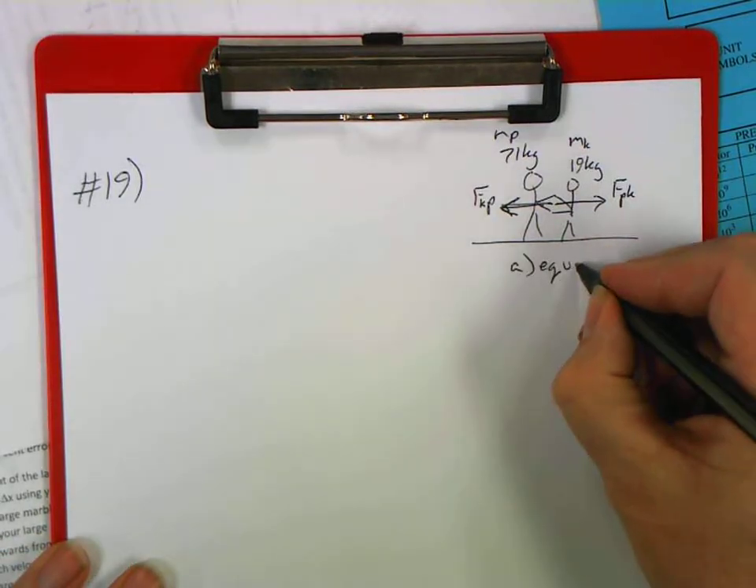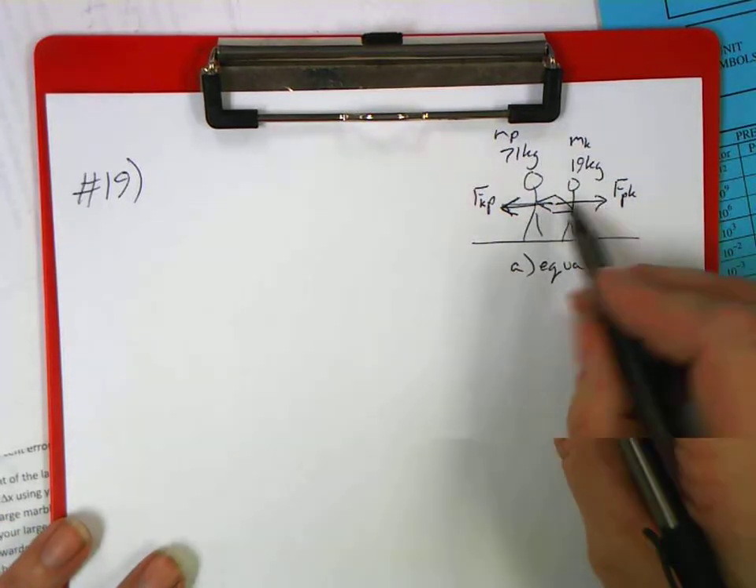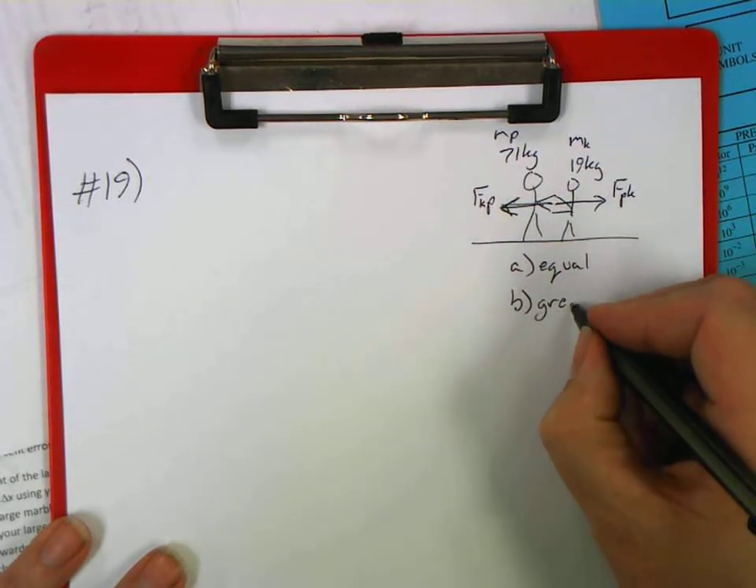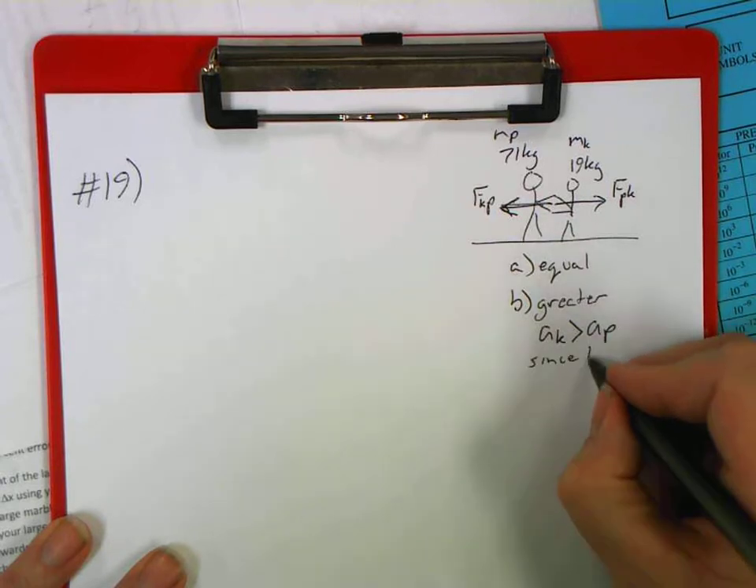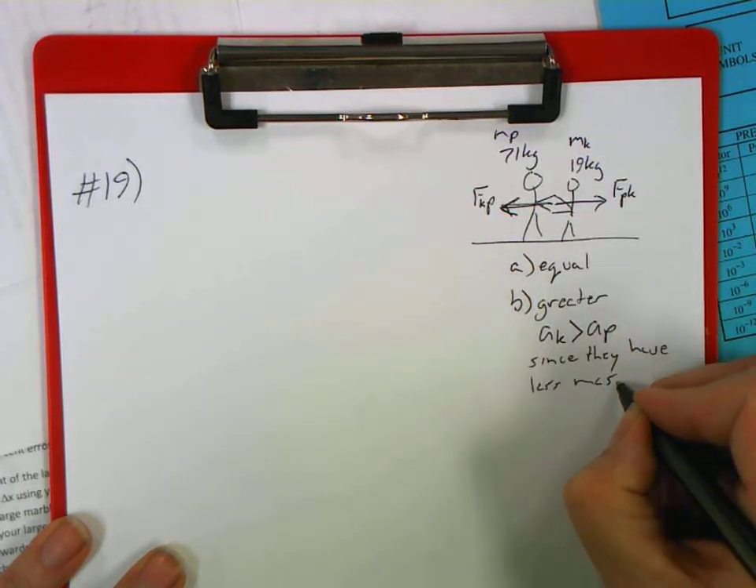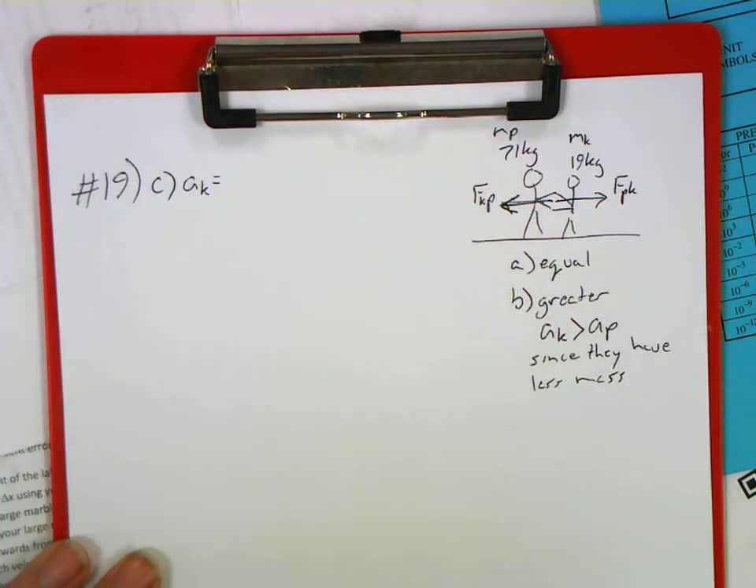Well, the kid is exerting a force on the parent, and that must be equal and opposite to the force by the parent on the kid. That is Newton's third law, so part A is equal.